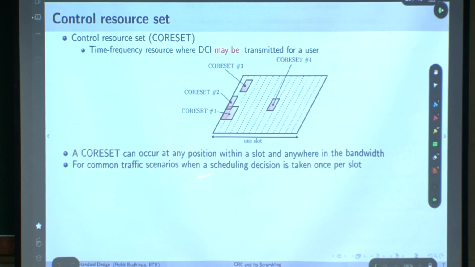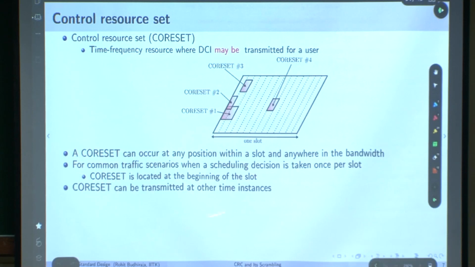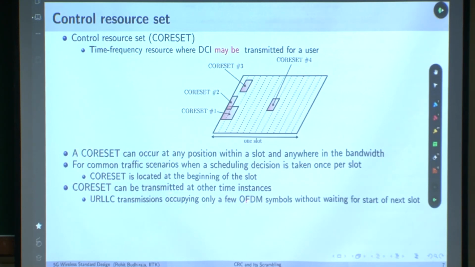For common traffic scenarios, when a scheduling decision is taken once per slot, the CORESET is located at the beginning of the slot because it makes sense. If the data is scheduled here, first the DCI has to be decoded by the user, so typically they come in the beginning. It can be transmitted at other instances also, for example URLLC transmission occupying only a few OFDM symbols without waiting for the start of the next slot. What am I saying? URLLC typically has a lesser amount of data, so it can be scheduled in the middle also.